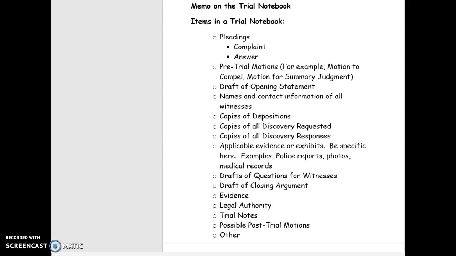Now, a trial notebook could be an actual notebook, like a 3-ring binder that has all of the information in it. Alternatively, it could be an electronic document that you bring to court on a laptop or an iPad. So that's just a preference for the paralegal and the legal team. People like things done differently. But what wouldn't change is the information that would go in the trial notebook.